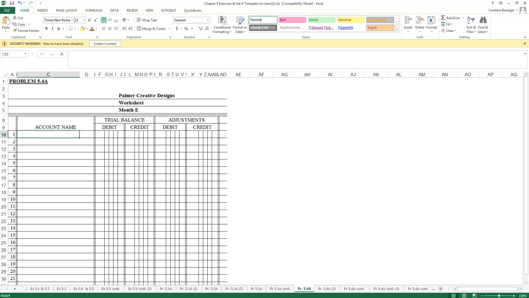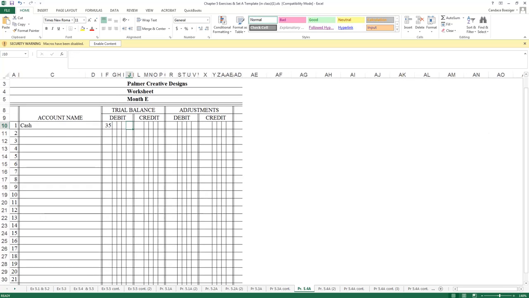Okay, and to get us started, they have already given us the trial balance. Now, normally we would get these from the ledgers, but they have already given them to us as a trial balance. So towards the bottom of page 146, it gives us the trial balance. And now we're going to just copy that over. Again, page 146. Okay, so we have a cash and we have a debit of $35,500. Let me make this a little bit bigger.